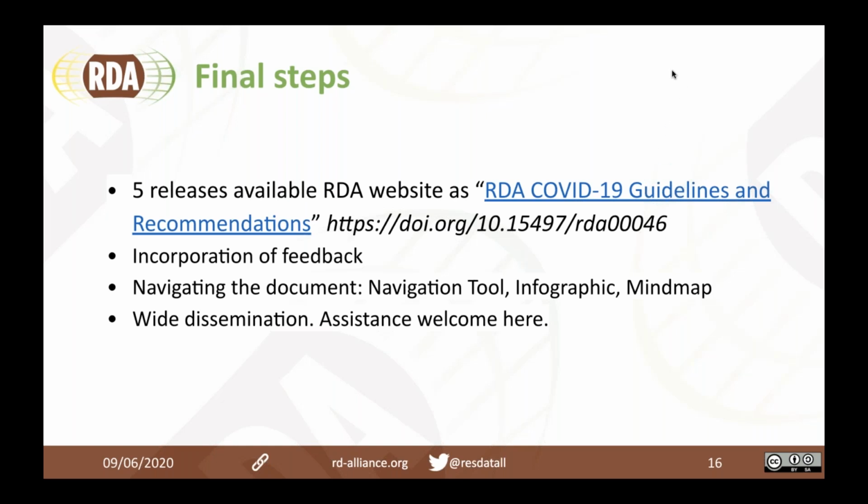So we understand that the document is quite large, and the expectation is that most people going to this document will be looking for responses to particular areas or areas of research, or some of the cross-cutting themes. So we're working on various things, a navigation tool, infographics, possibly a mind map that will assist in navigating this document and bring people to the area that they're searching for in a more efficient way.